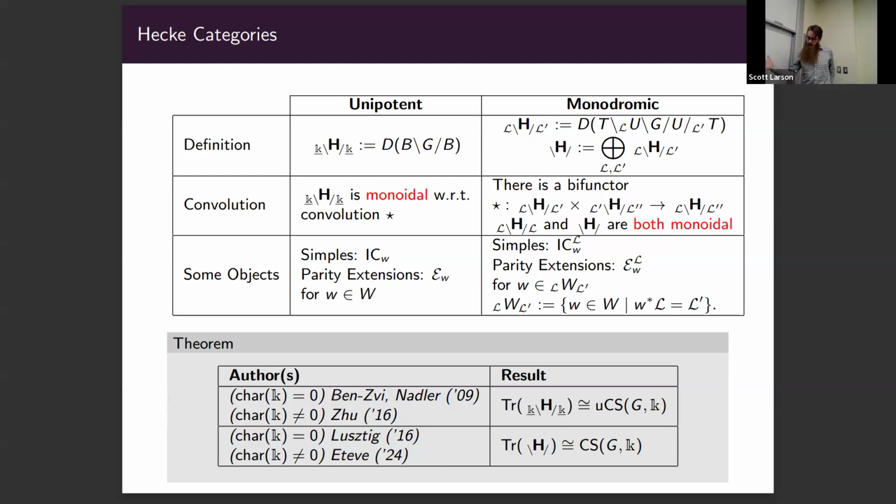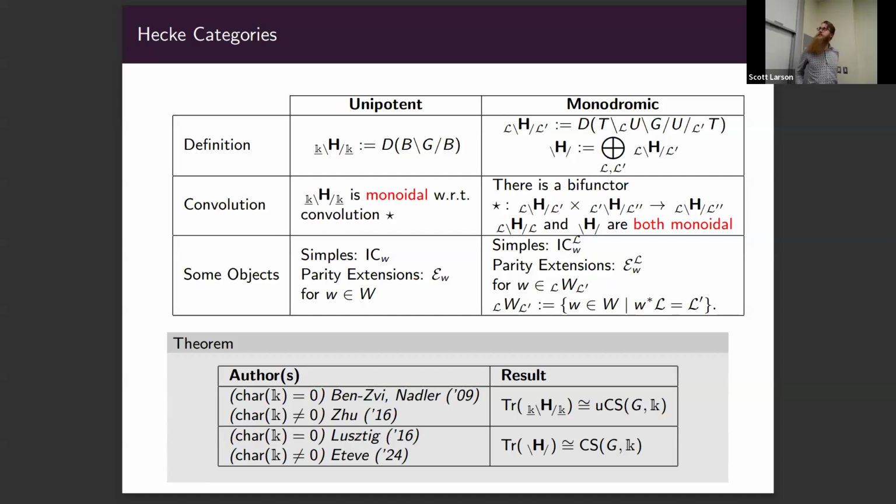And then we can just take the sum of all of these categories. I say sum, you just imagine they're all assembled into one big category. And this is perfectly fine. It also has a convolution.